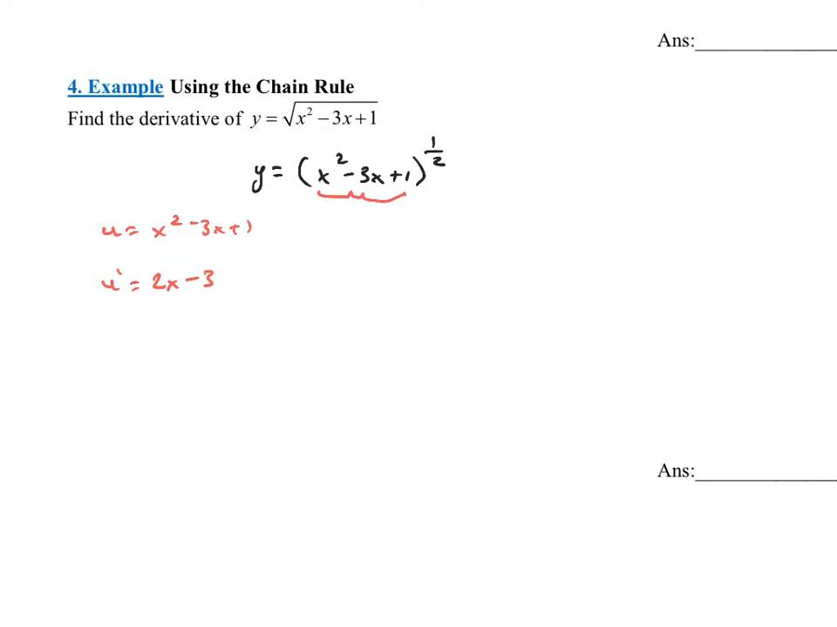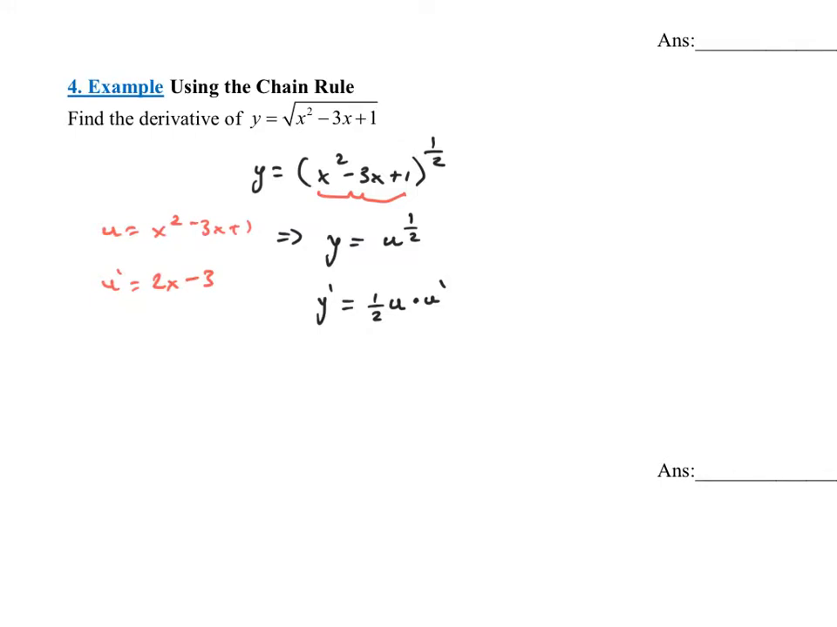Then we rewrite y in terms of u. Y would equal u to the 1/2. And if I want to find y prime, which is dy dx, I'd find the derivative of u to the 1/2, which would be 1/2 u. But then I need to multiply that times the derivative of u with respect to x. In other words, multiply that times u prime. Never forget that u prime.